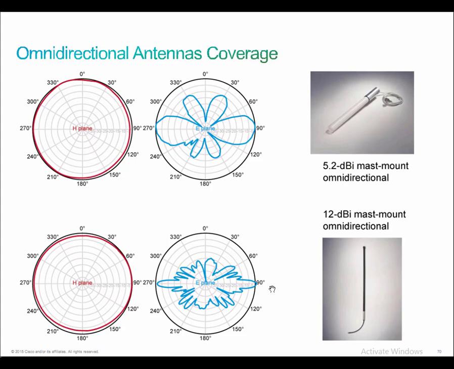So coverage up and down is poorer with a 12 dBi antenna, but you get a much larger range. Again, keep in mind these radiation pattern diagrams do not describe the distance, because the distance is relative to the input power, but it describes the pattern itself.